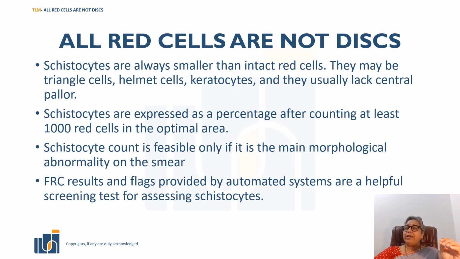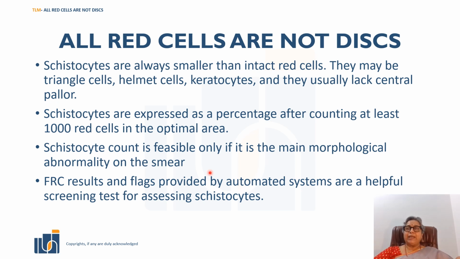Schistocytes are smaller than intact red cells. They may be triangle cells, helmet cells, or keratocytes, and they usually lack central pallor. Schistocytes are expressed as a percentage after counting at least 1,000 red cells in the optimal area manually, that is, on a well-stained peripheral blood film. Schistocyte count is feasible only if it is the main morphological abnormality of the smear.